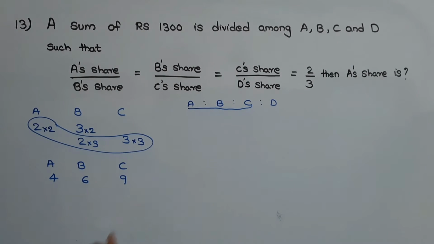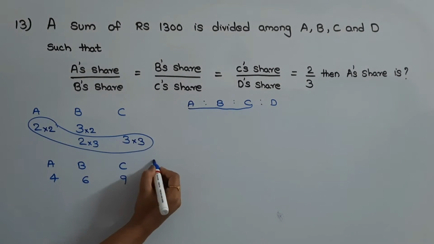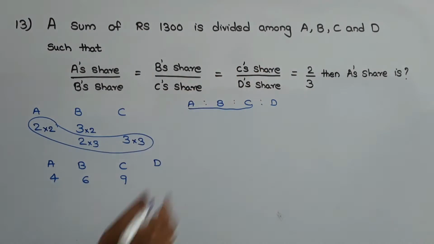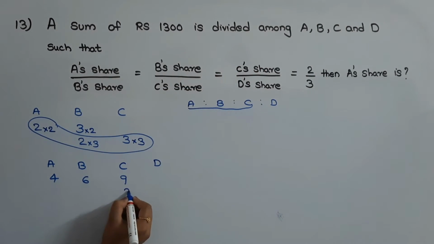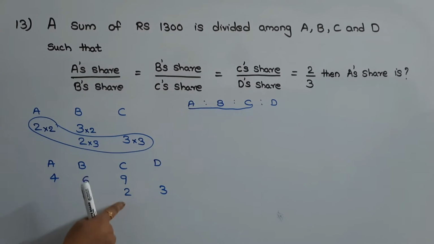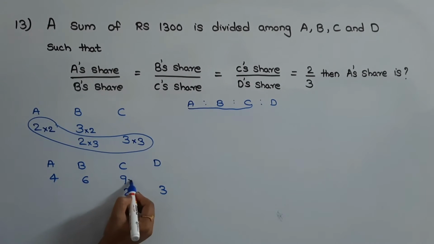But we need to find out the ratio of A, B, C and D. So in the question they have given the ratio of C and D as 2:3. That you write here. Now we need to make the value of this C same. So for that multiply this 9 by this 2 and this 2 by this 9.